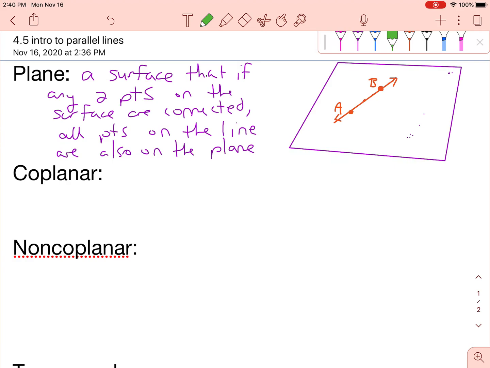Coplanar are lines that are on the same plane. So A and B are coplanar. Lines, points, segments, rays on the same plane.